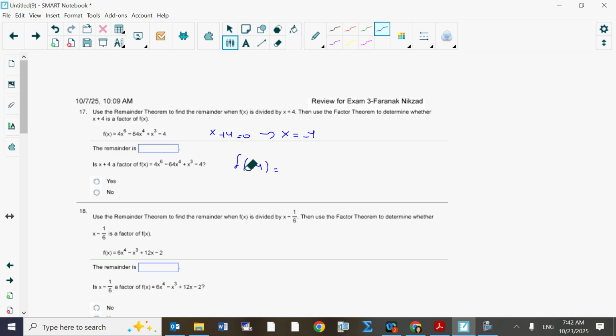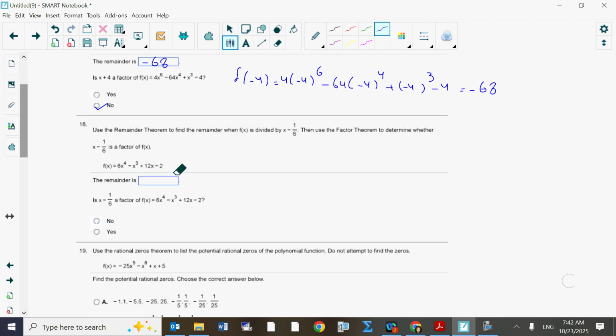So I'm going to find f of negative 4. That is 4 times negative 4 to the power of 6 minus 64 times negative 4 to the power of 4 plus negative 4 to the power of 3 minus 4. And when you calculate, that is equal to negative 68. Negative 68 is the remainder of the function when it's divided by x plus 4. It's not 0, so it's not divisible. That means x plus 4 is not a factor of the function.